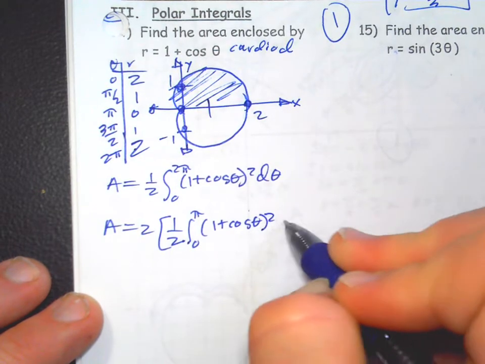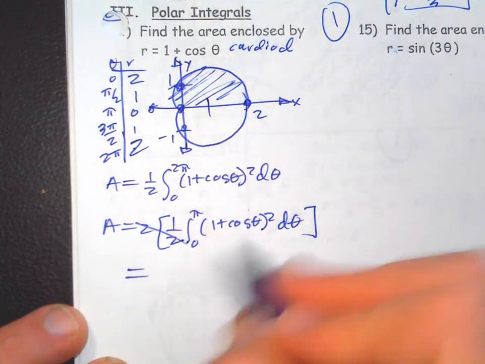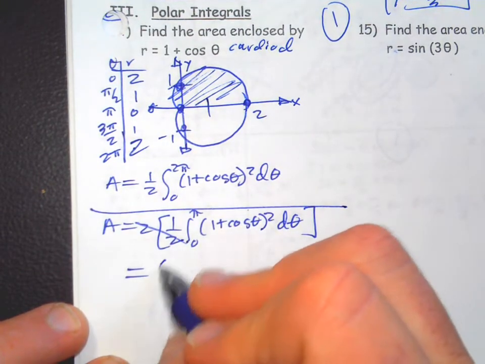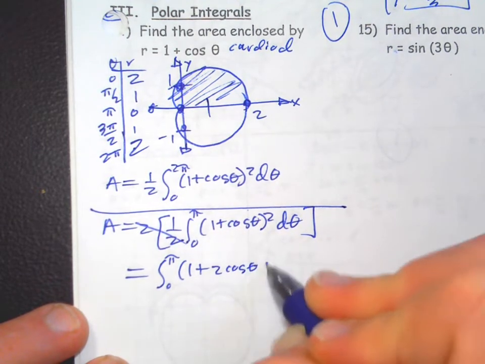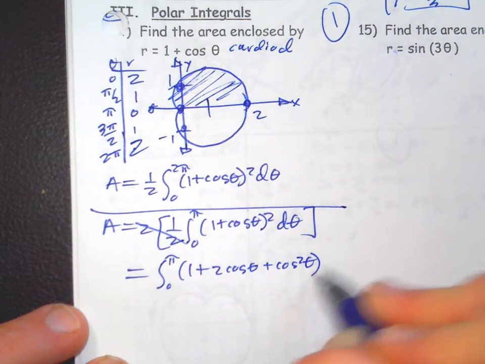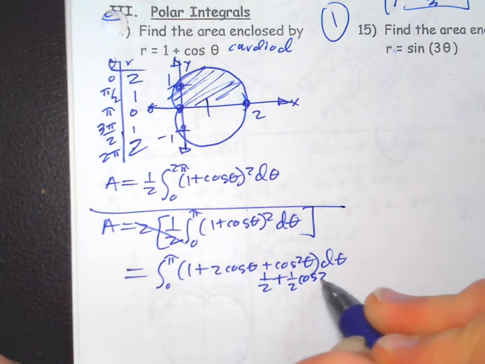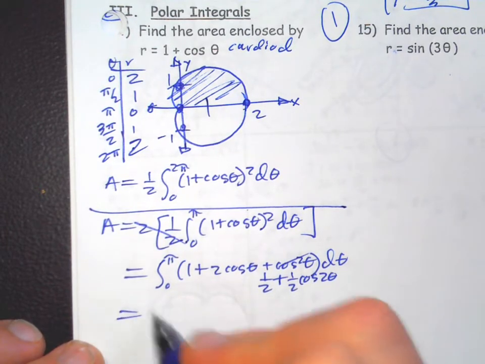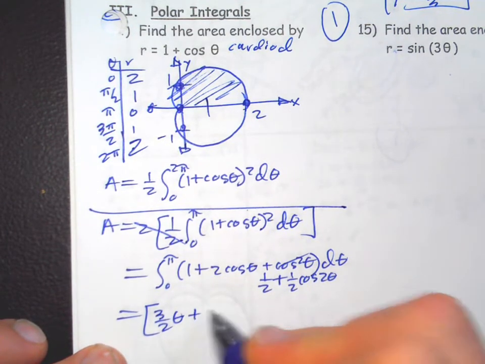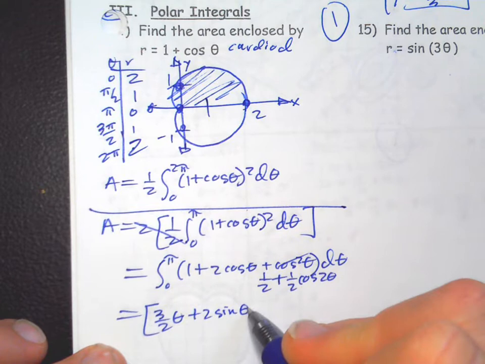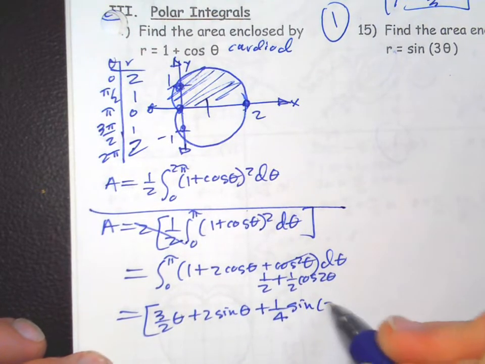Okay, the work's going to be very similar. So it's up to you. I'm just going to go and finish this one right here. So it's going to be 0 to pi. You got to multiply that out. And then we can't integrate cosine squared, so we're going to replace it with 1/2 plus 1/2 cosine of the double angle. So then the antiderivative is going to be 1 and 1/2, that's 3/2 theta, plus 2 sine theta plus 1/4 sine 2 theta.